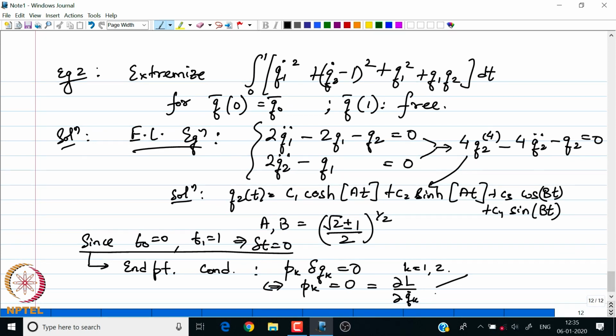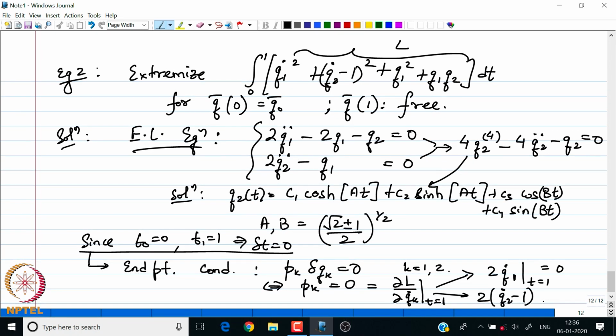From here I get two equations satisfying at the boundary. So, this is at t equal to 1, at the other boundary which is variable. The first boundary is fixed. So, at the variable boundary condition we need to differentiate L, this quantity. So partial L partial q1 dot is 2 q1 dot at t equal to 1, set equal to 0, and the second one is 2 times q2 dot minus 1, this is at t equal to 1, set equal to 0.